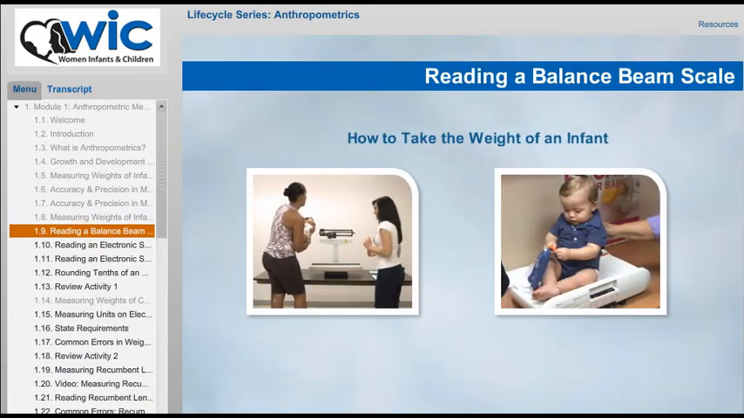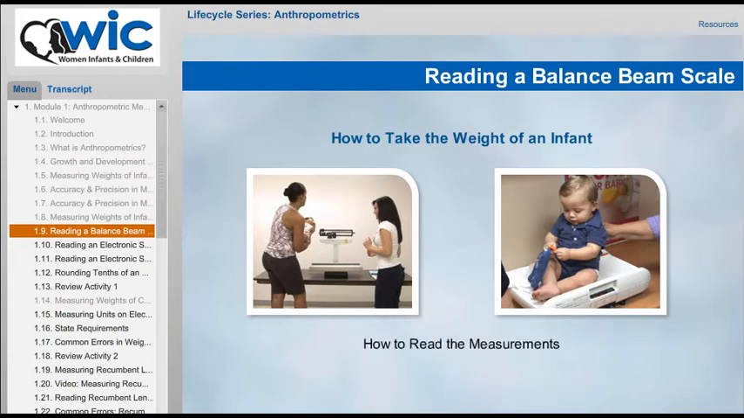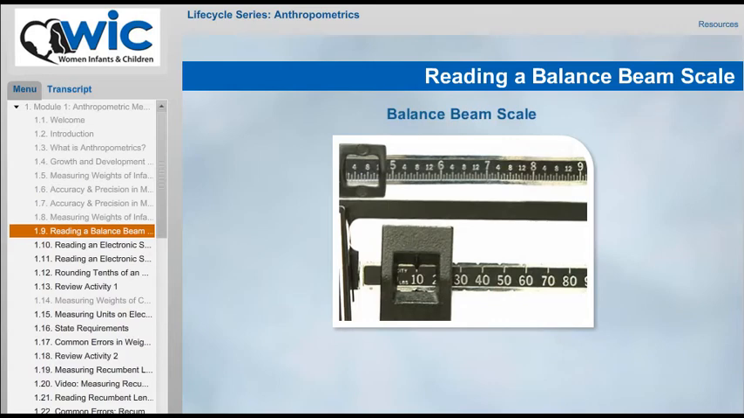Now that you've seen how to take the weight of an infant and a child using both types of scales, we'll take a look at how to read the measurements. We'll start with the balance beam scale first. Here's a close-up of a measurement taken on a balance beam scale.